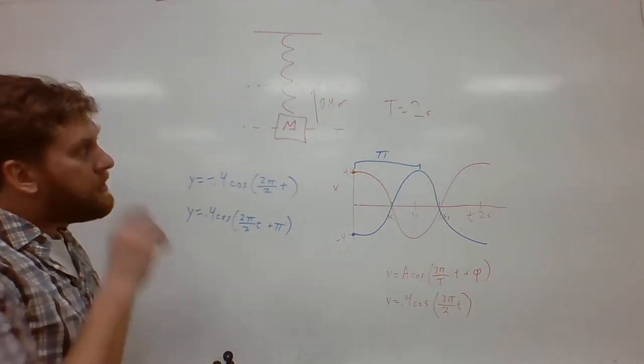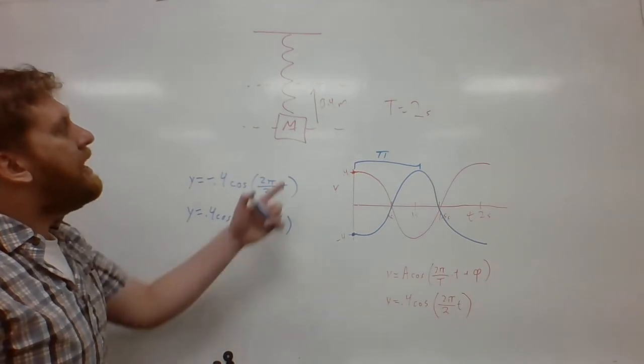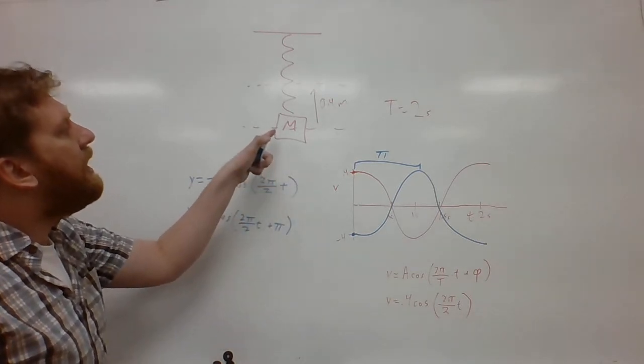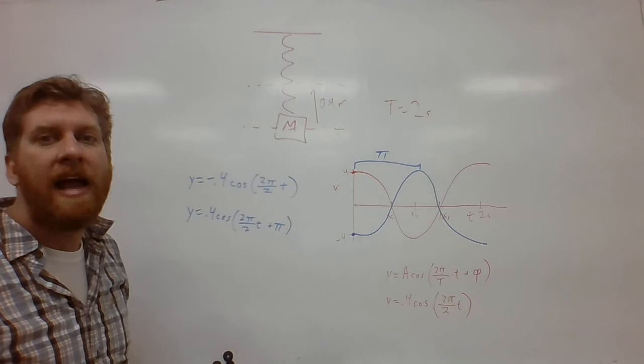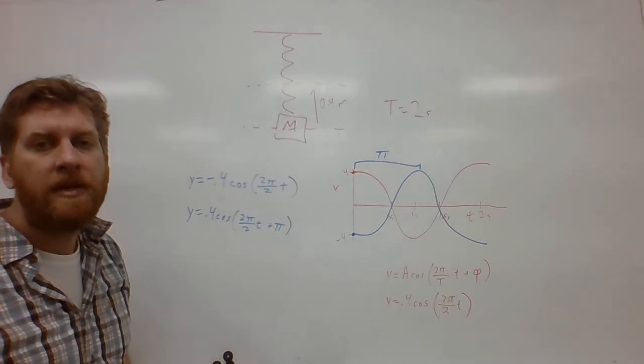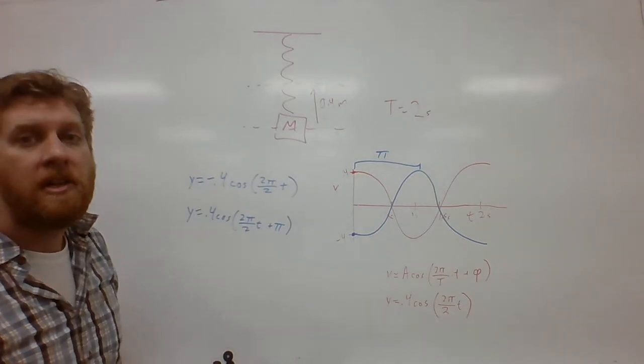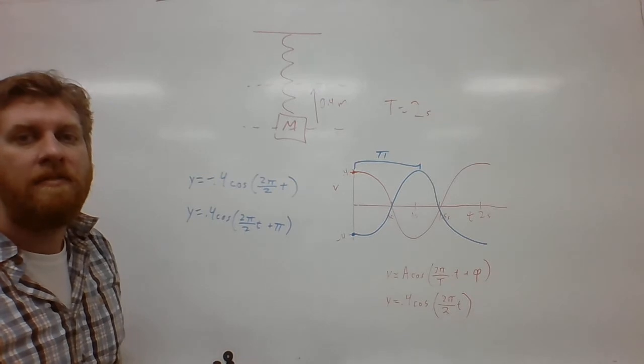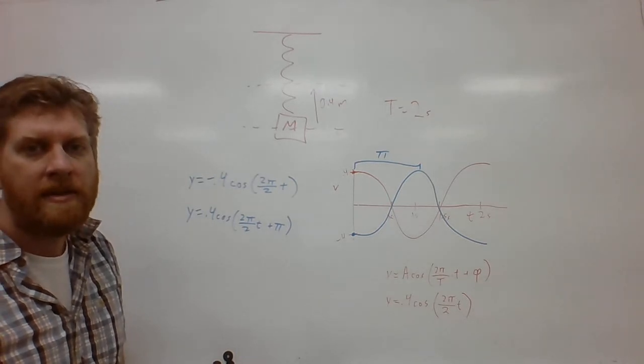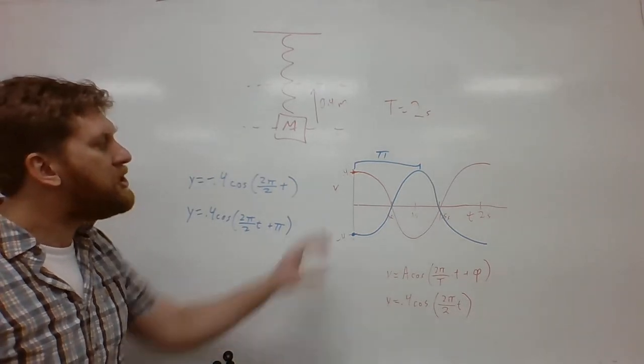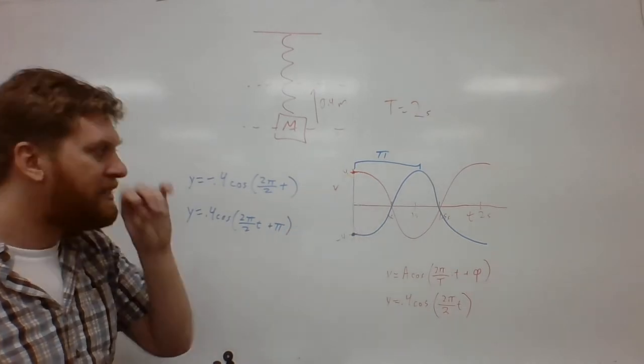For the second part of this question, I said I take my mass and I make it 1/4 of its original mass. The other class said I take my mass and I make it 4 times the original mass. So how is it going to change this graph if I change the mass?